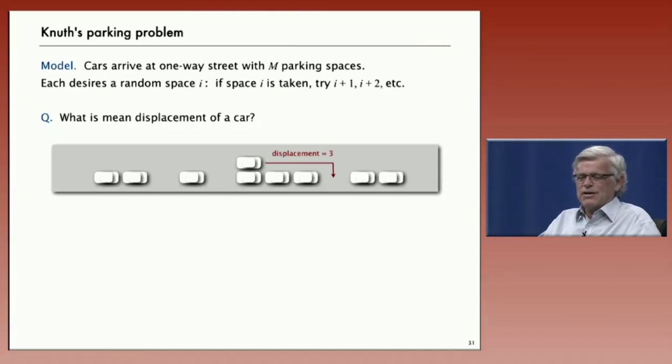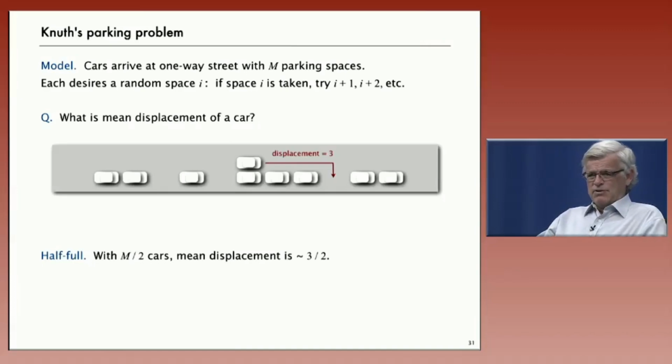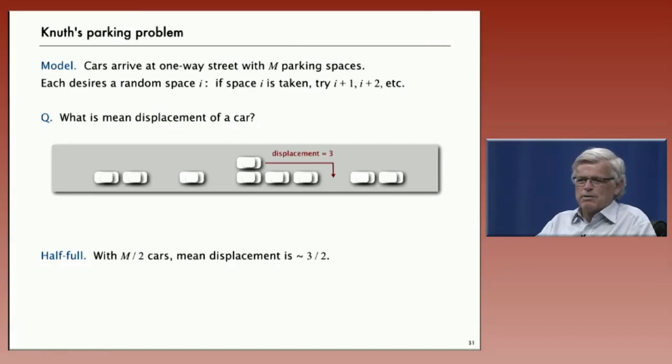And the question is, if every car starts looking for a place at a random time, that models the hash function, then how far do they have to go to look for a place? That's Knuth's parking problem. And he was able to show, and we'll talk just a little bit about this, that if only half of the parking spaces are occupied, then on average, half the people find a place after one try, and the other half have to look one extra. So that's the kind of performance that we want.